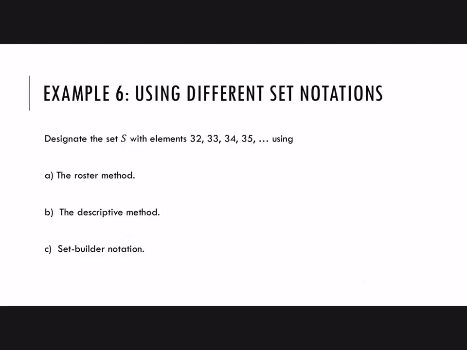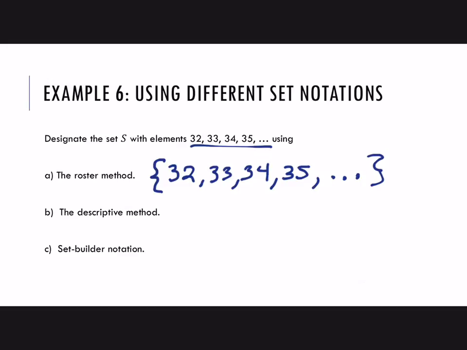Alright, so all together, let's review the 3 different methods. Here's the set S containing 32, 33, 34, 35, etc. Using the roster method, this is pretty much done. This is how the set's given. So the only thing we need to do differently is include those braces. And then we certainly don't want to list all of these. It looks like the pattern continues. We just keep going up by ones. Okay, so we end with the ellipsis to indicate that there are more elements in that set.